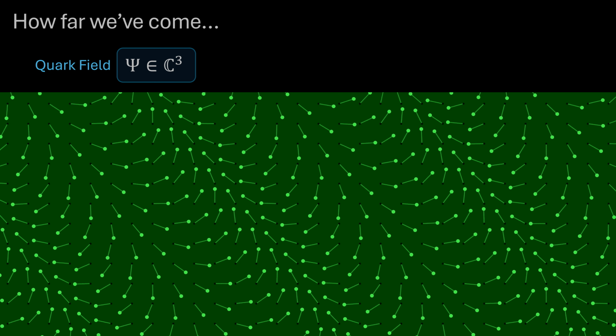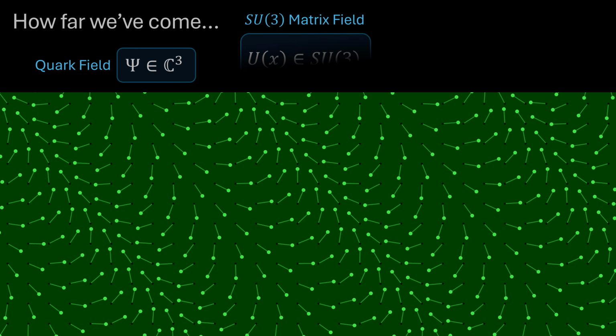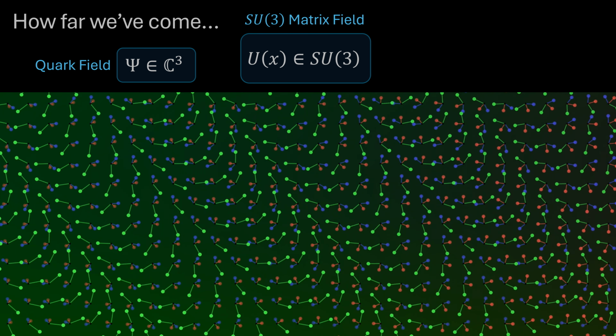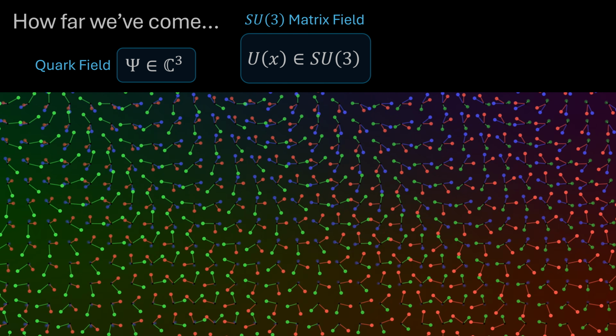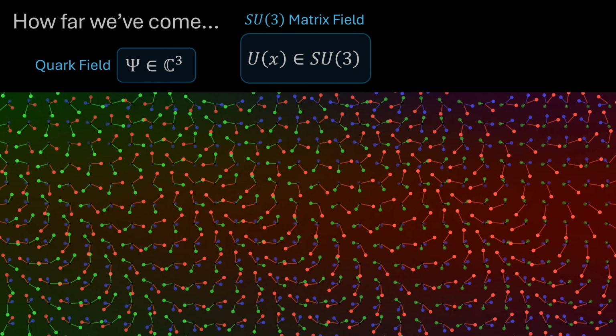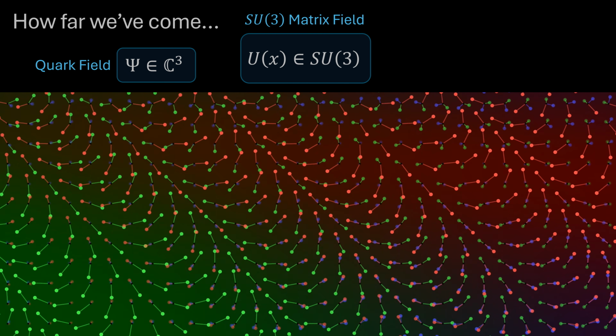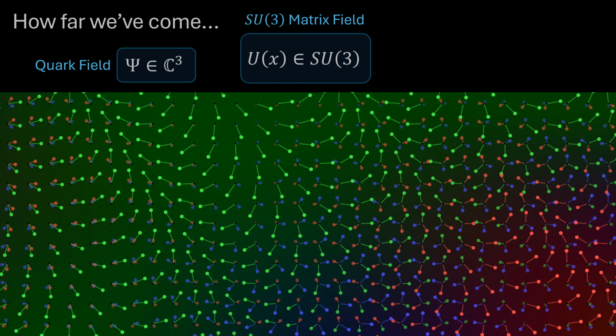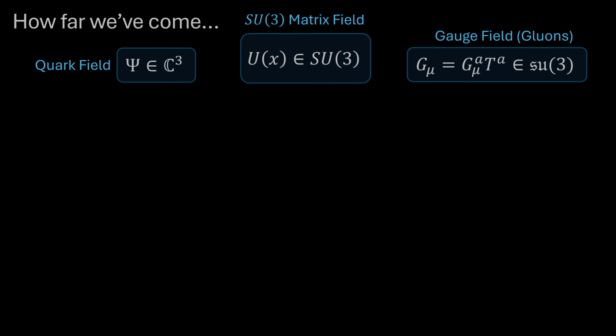And then as a way of transforming that triplet field, we brought in the concept of an SU(3) matrix field, where at each point in space and time, we're able to rotate our quark field in color space by arbitrary amounts. And then we saw how, oh no, that's going to create a whole mess and it's going to mess up our whole description of what's going on. And so then we thought about it for a while and we realized, okay, we've got to bring in a gauge field to come in and clean up that mess.